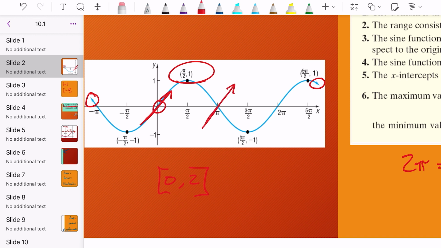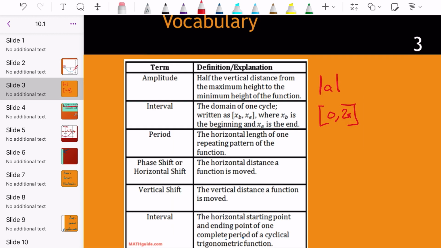The vertical distance of a function would be considered the vertical shift. Now that vertical shift would be similar to the horizontal shift. If the entire function were to move up or down, that would be considered the vertical shift. Very last thing to keep in mind for the interval is that the horizontal starting point and ending point of one complete period of a cyclical trig function is the interval.